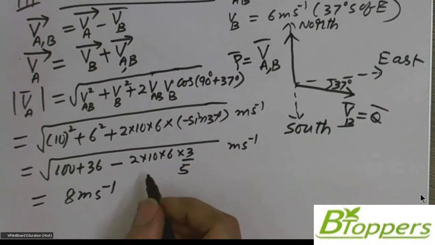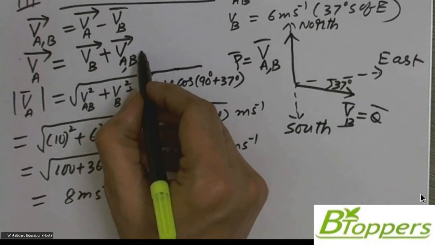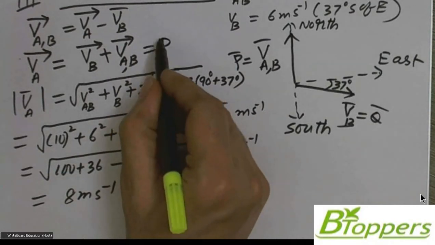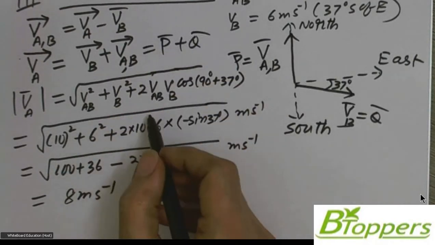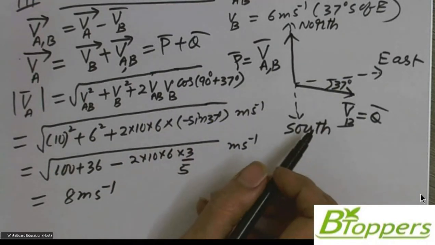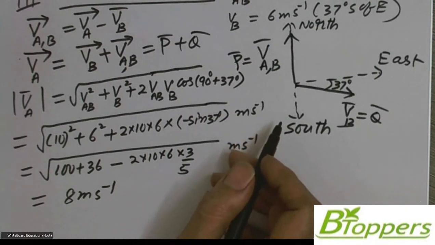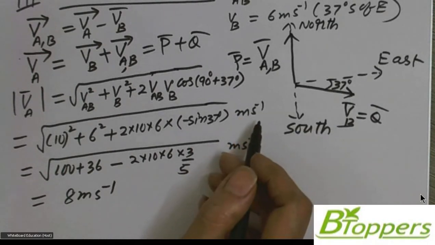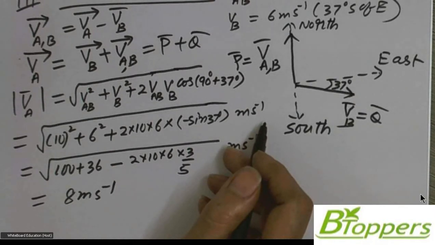According to the parallelogram law of addition, the actual velocity of the body A is equal to the vector sum of VB bar plus V bar subscript AB. That you can write as P bar plus Q bar. Then you can use the formula for the direction of the vector sum of P bar and Q bar. That is, you can use the formula tan alpha equal to Q sin theta by P plus Q cos theta.